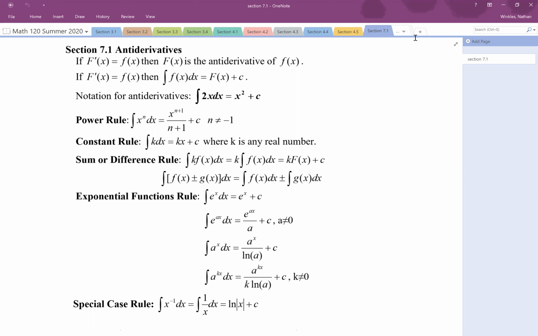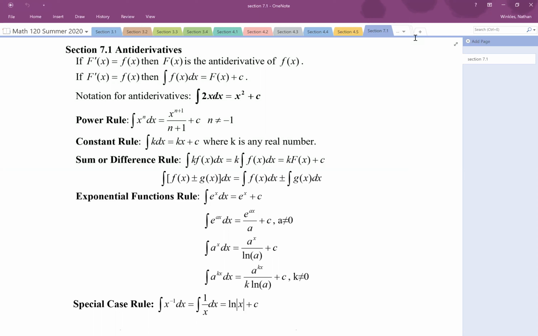So now we're going to be given the derivatives and we're going to have to find what original function they came from in order to get to that. So we have two types of antiderivatives. We have definite and indefinite. So we're going to start by talking about indefinite integrals here.